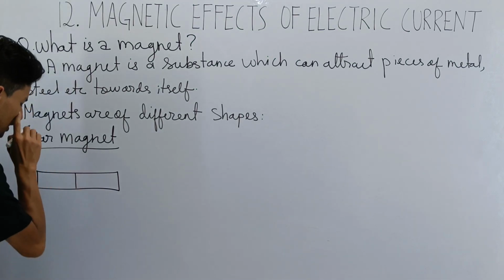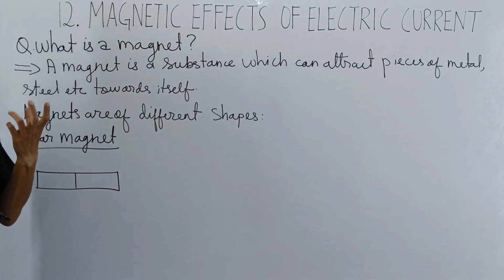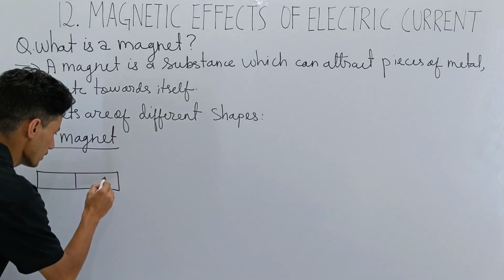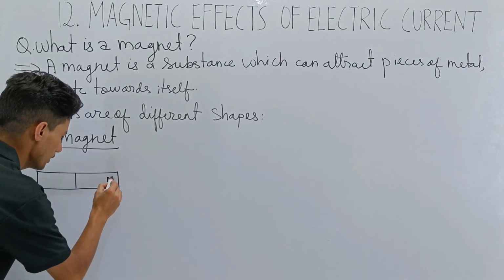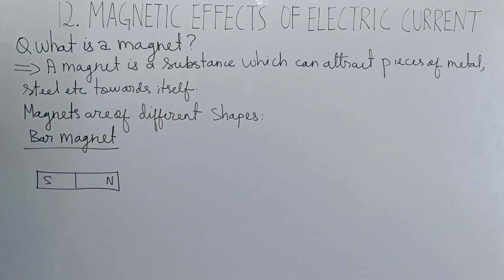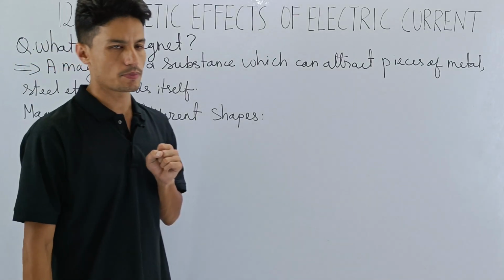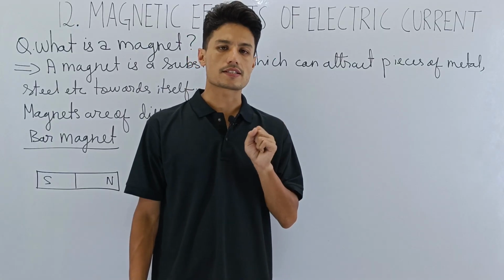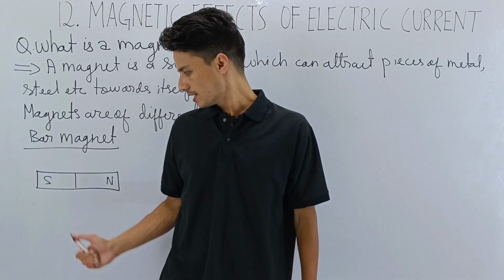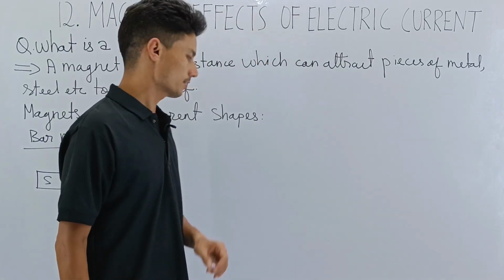Every magnet has got two poles. So let's draw the north here and the south here. This is how a bar magnet looks like. And this kind of magnet you will find in your science laboratories. A bar magnet is usually found in science laboratories. For scientific experiments, we use bar magnets.